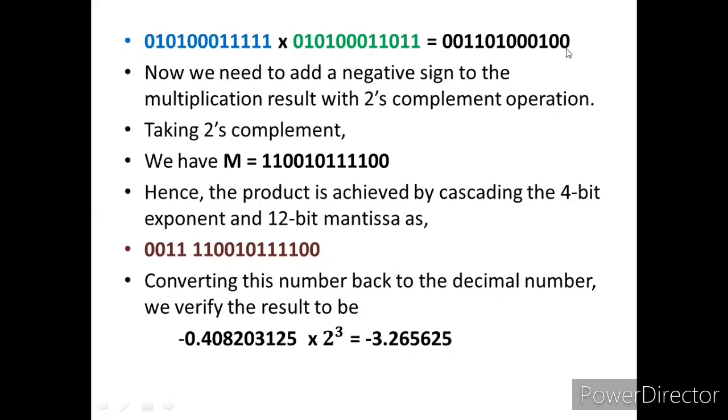Now since we know the result is negative, we have to convert this number to 2's complement form. So we have got the result as 1100 1000 00. To represent that in a proper format, write the exponent part and the mantissa part. Converting this number back to decimal, we get the mantissa as minus 0.408203125, and this is the exponent term into 2 raised to 3. When you multiply this, we get the result as minus 3.265625. In this way, we can easily perform addition, multiplication, and different operations for the floating point format.